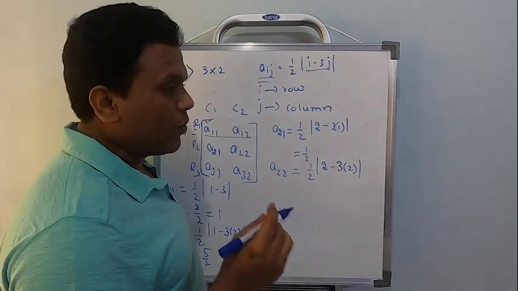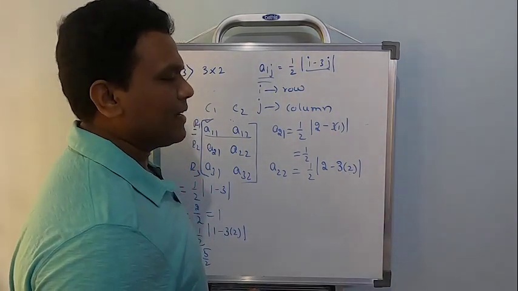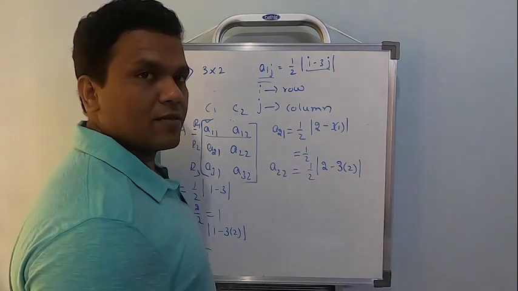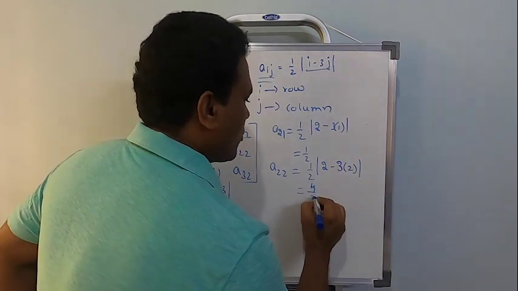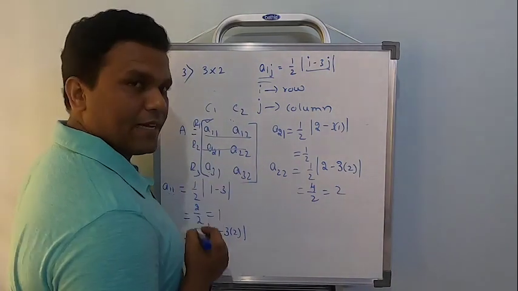In place of i I put 2 and in place of j also put 2, right? So that's going to be 2 minus 6, that's minus 4. Mod of minus 4 is 4. 4 by 2 is 2. So these two are also over. The remaining is these two.